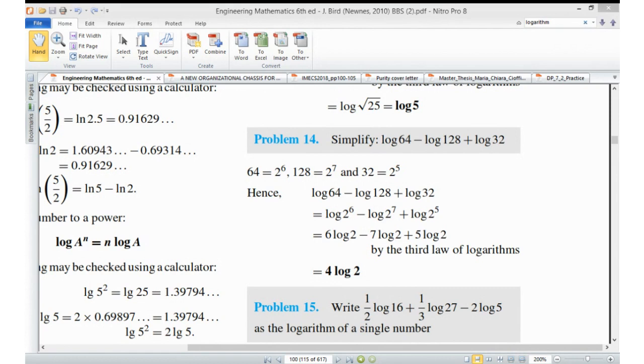Then using the third rule of powers, you can retransform the powers to become coefficients. Because we are all talking about log 2, log 2, log 2, these are similar terms, so the coefficients can be added together and subtracted together. Where there's subtraction, you can subtract; where there's addition, you can add. So 6 minus 7 plus 5: we get -1 plus 5, we get +4. So we'll have 4 log 2. That's one way of simplifying those equations.